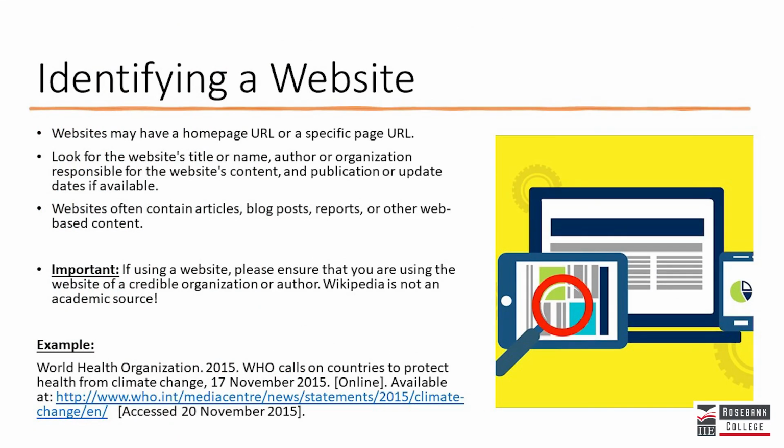Websites may have a homepage URL or a specific page URL. Look for the website's title or name, the author or organization responsible for the website's content, and publication or update dates if available. Websites often contain articles, blog posts, reports, or other web-based content. If using a website, please ensure that you are using the website of a credible organization or author. Wikipedia is not an academic source.